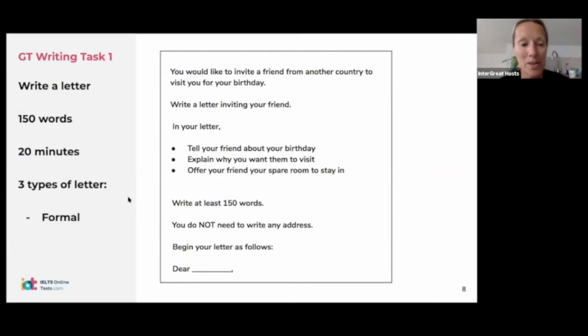Okay, so the types of letters. The first one is formal. What are the other types? Informal and semi-formal. Okay, so the semi-formal is kind of in the middle. Informal is the same as personal, right? So they're the 3 types.